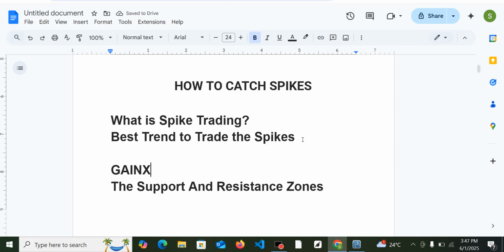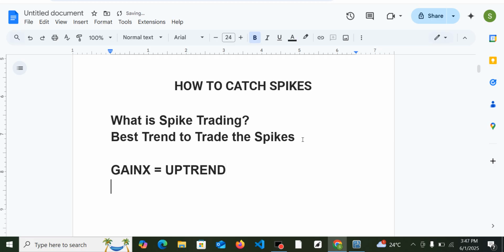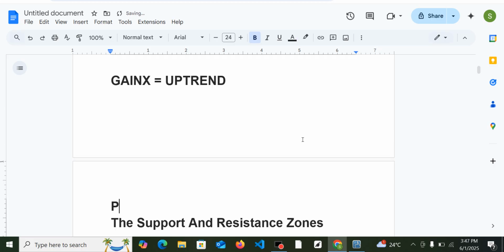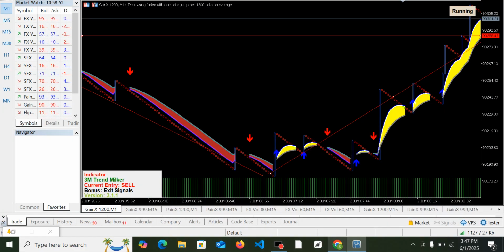For Gain X, the best time to trade the spike is when the market is on uptrend or just going on uptrend. While for Pain X, it is when the market is on downtrend or just going on downtrend. So this is very, very important. Downtrend for Pain X, uptrend for Gain X. Let's check that together.